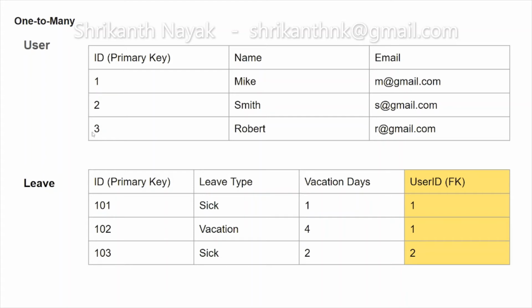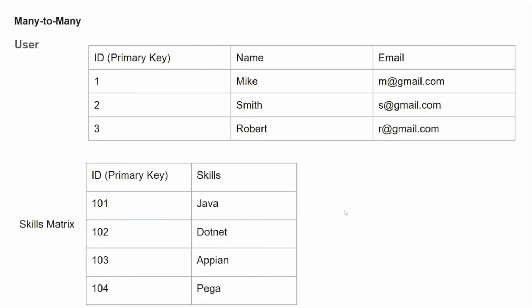Okay. Next, we'll go to many-to-many relationship. For this, I have considered 2 tables, the user table and the skill matrix table. The user table has 3 columns, ID, name, and email, and it also has 3 records. Similarly, the skill matrix has just 2 columns, ID and skills, and it has 4 records, Java, .NET, Appian, and Pega.